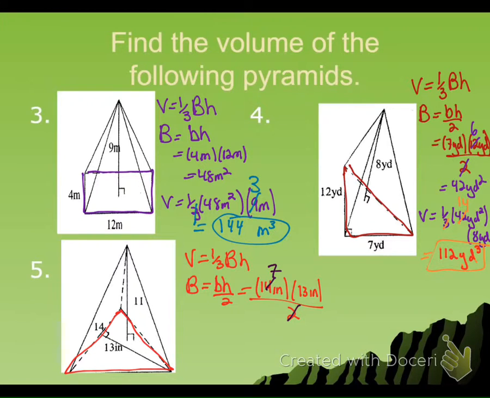7 times 13? 91. 91 inches squared. Okay, so now we want to find our volume.